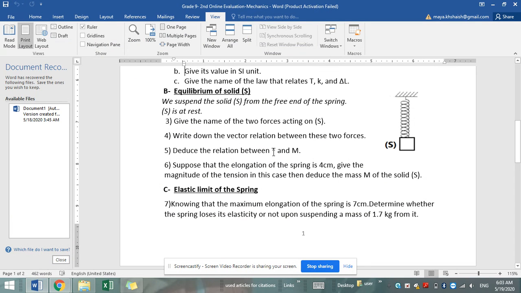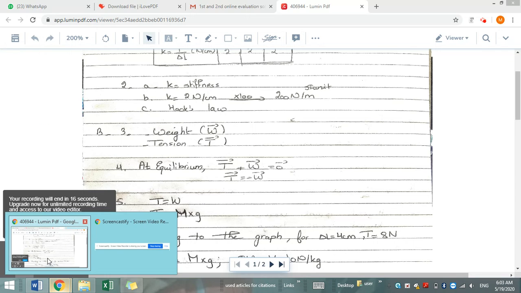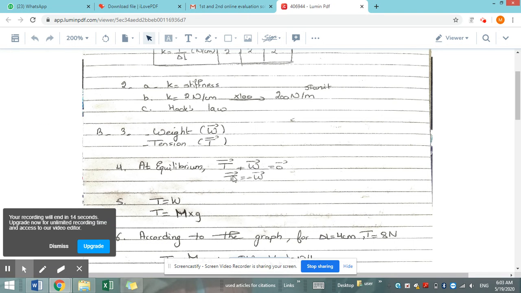Deduce the relation between T and m. Now they are asking you for the relation between the magnitudes of these two forces. So we continue to say that as long as T vector is equal to minus W vector, then T equals W. This is the relation. And now W is equal to m times g. So in this way we found the relation between T and m.